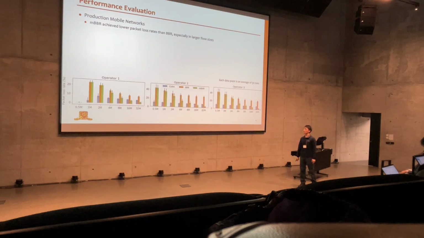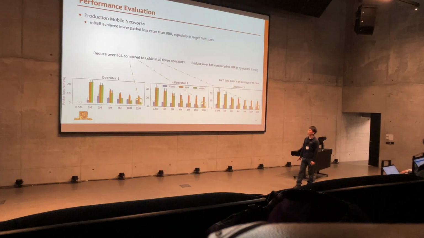Then we come to the real-world experiment. We have found that mBBR can achieve lower packet loss rates than BBR, especially at larger flow sizes. It can reduce loss by over 80% compared to BBR in operators 2 and 3, and it can reduce loss by over 50% compared to Cubic in all three operators.